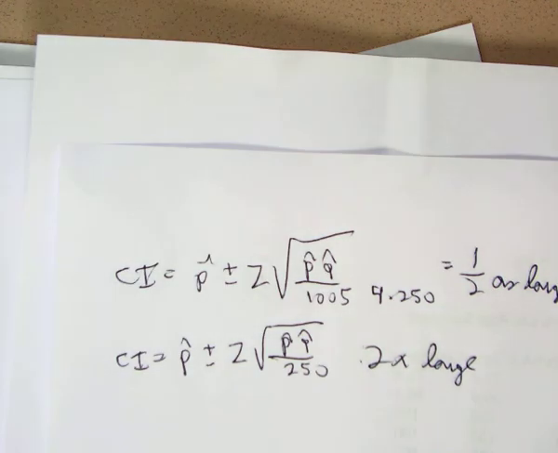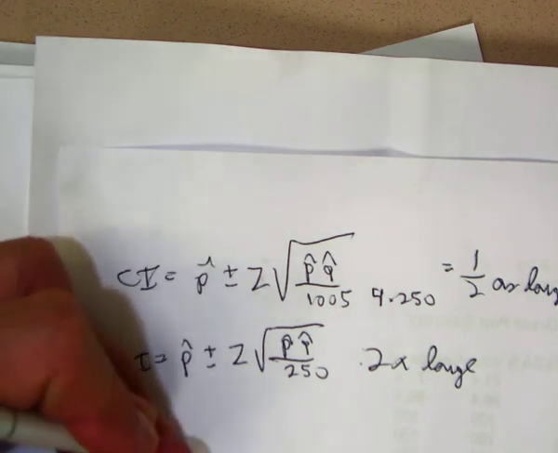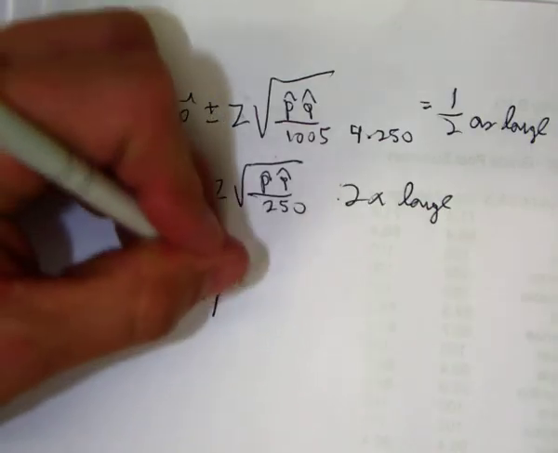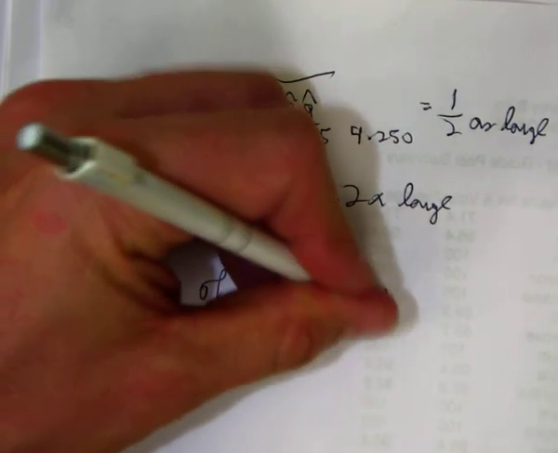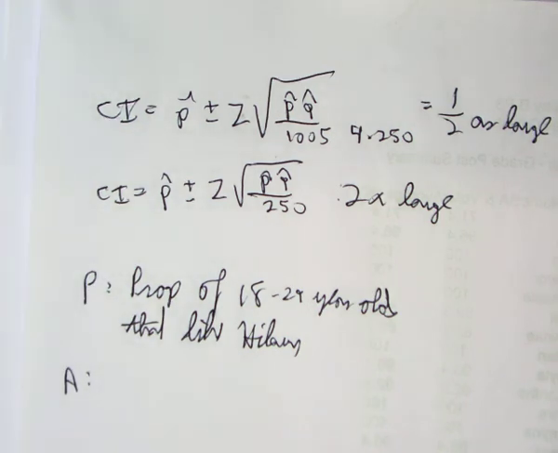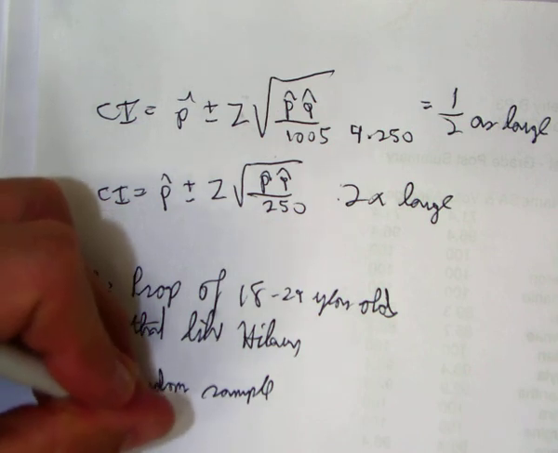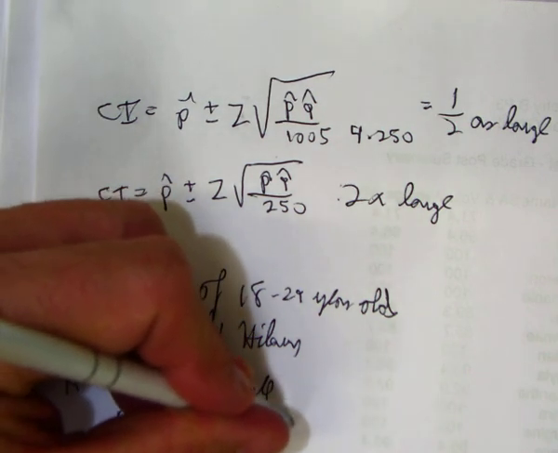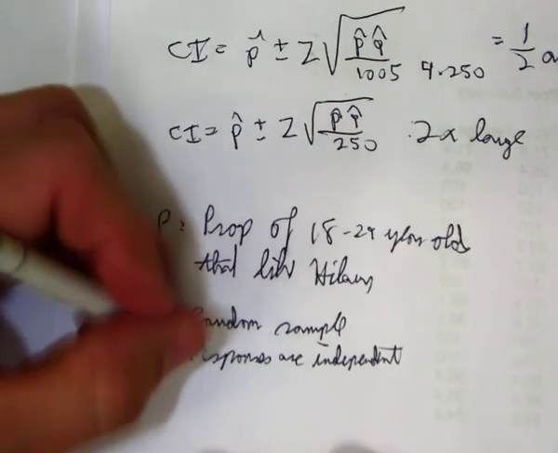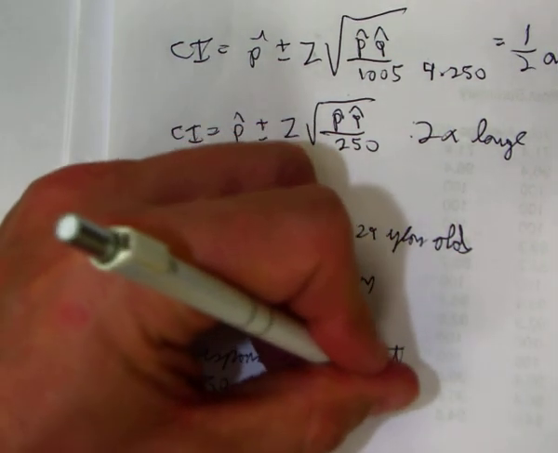Okay. Then it says to go ahead and do the confidence interval. So our parameter is the proportion of 18 to 29-year-olds that like Hillary. The assumptions and conditions. Okay. This is a random sample. Responses are independent. And then 250 is less than 10% of all 18 to 29-year-olds.